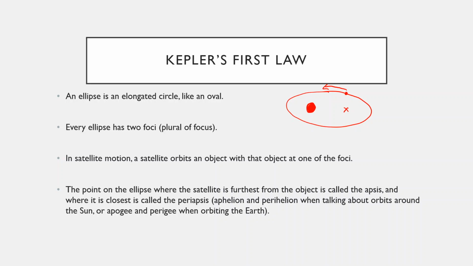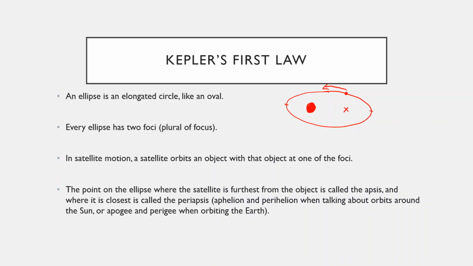Just some more terminology down here, and you can read that yourself. When you are furthest from the central body, that is called apsis. So that's this location here. And where you're closest, that's called periapsis. That's over here. If you're talking about planets orbiting the sun, we call them aphelion and perihelion. And if you're talking about the moon going around the Earth, then we call it apogee and perigee.